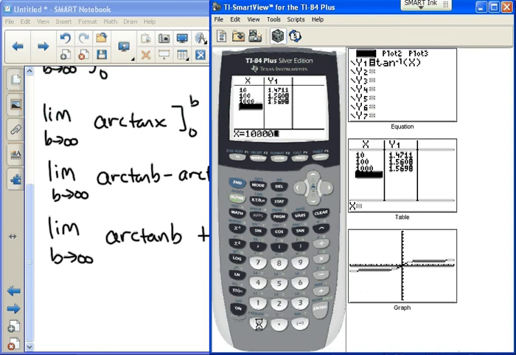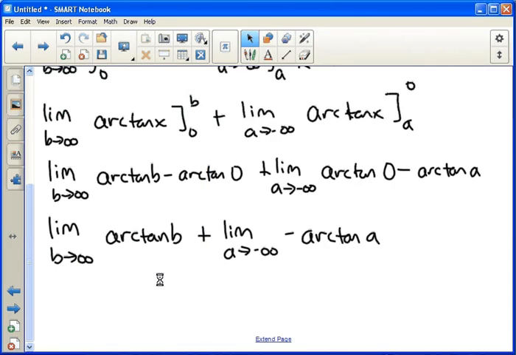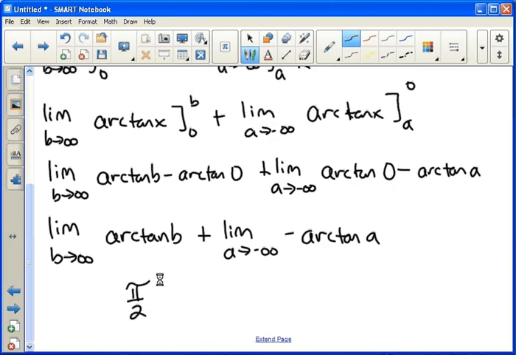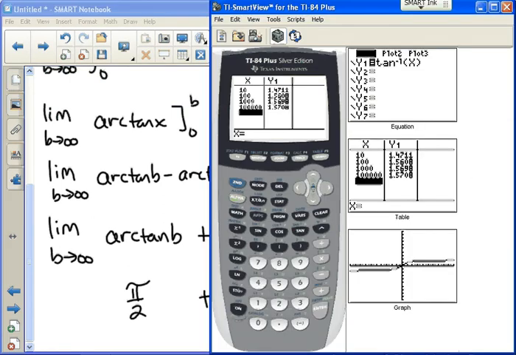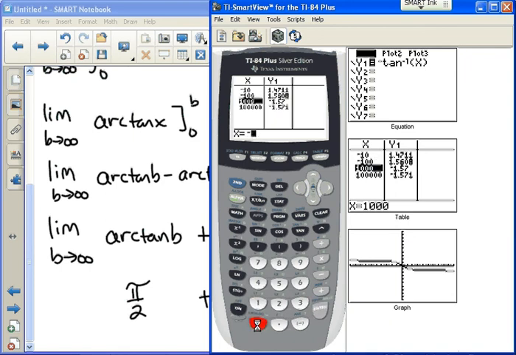Now let's do negative arctangent and go to negative infinity. So negative 10, negative 100, negative 1,000, and negative 1,000,000. We'll just jump up to that. I think that's right. Okay, so it is also going toward pi over 2. So we get pi over 2 for both pieces. Pi over 2 plus pi over 2 is pi.